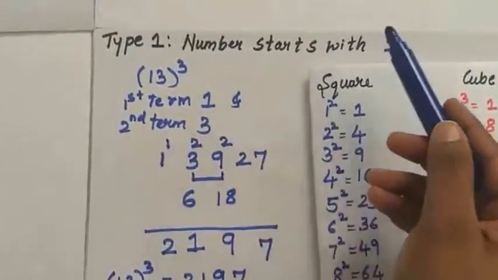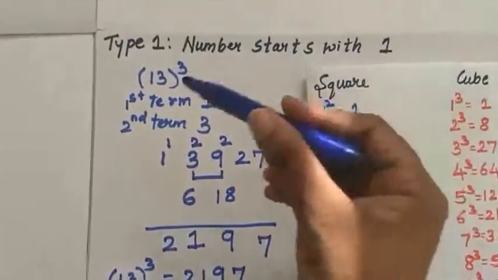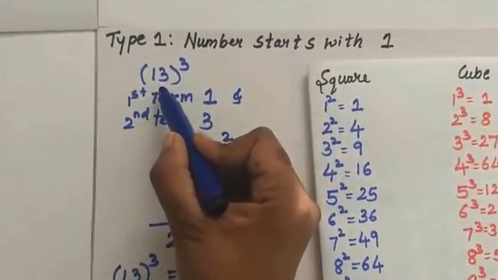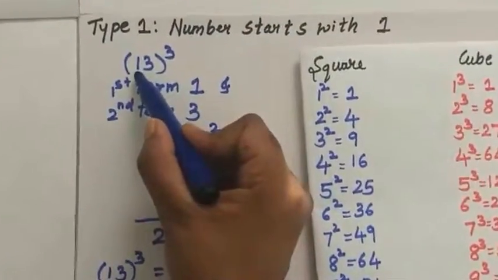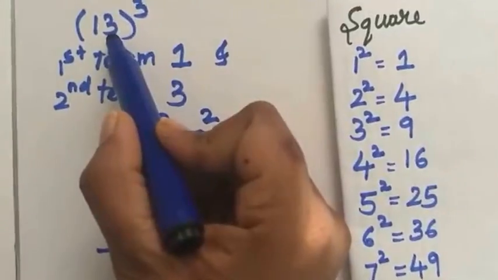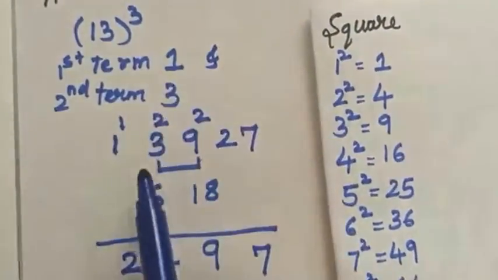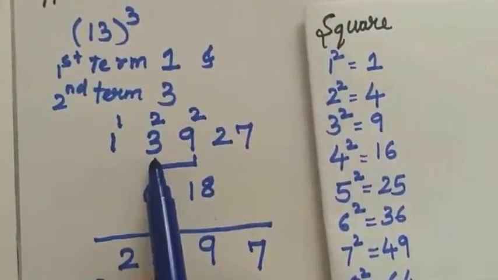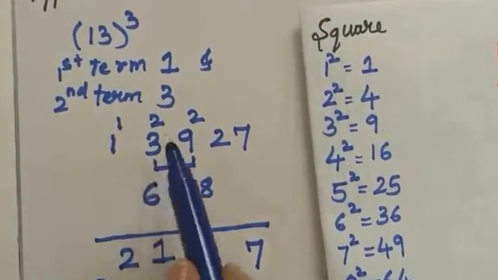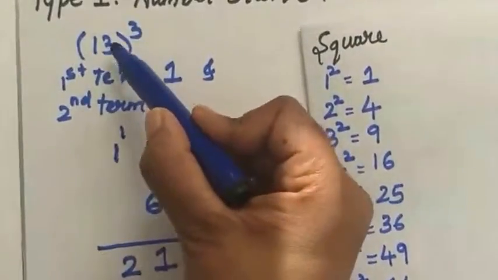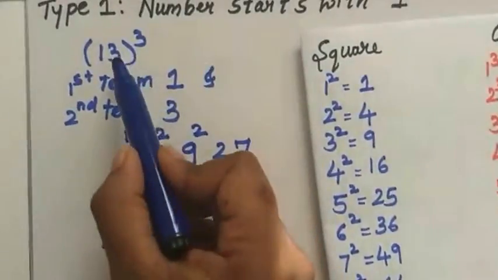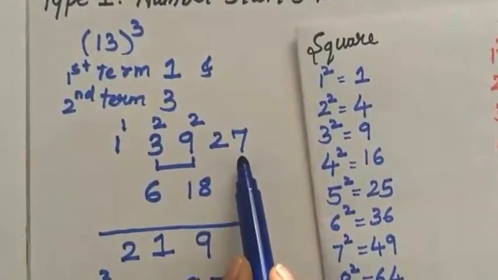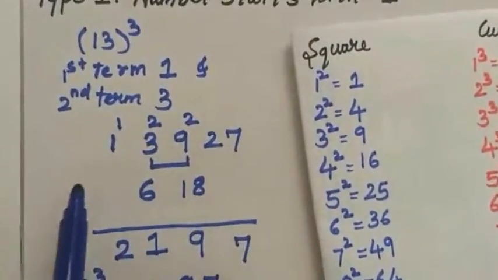In short, I'll explain what exactly I have done in this type. The number starts with 1. So 13 cube, I need to find the value of 13 cube. My first term is 1 and the second term is 3. First step, I'll keep this 1 3 as it is. Then I'll square the second term, that is 3 square is 9, and again 3 cube is 27. I'll write this in the first row.